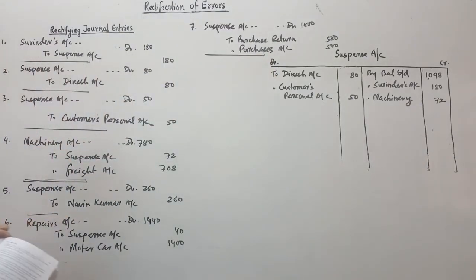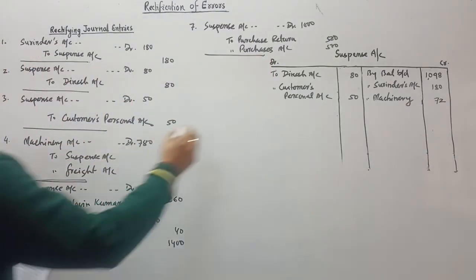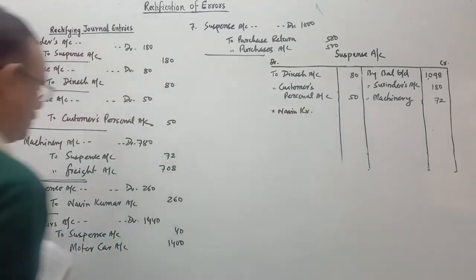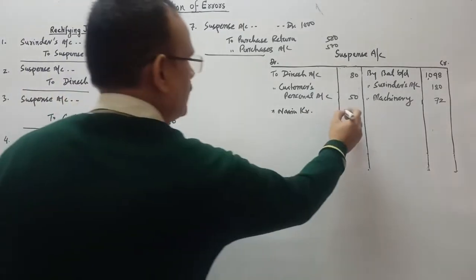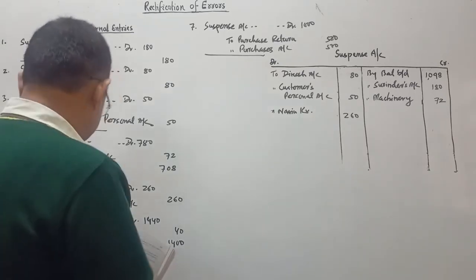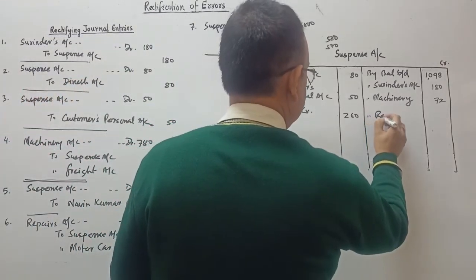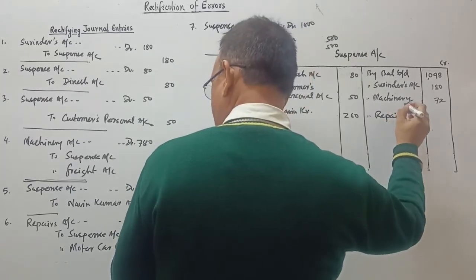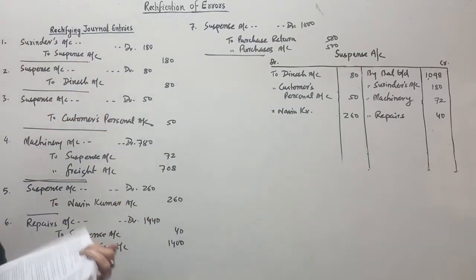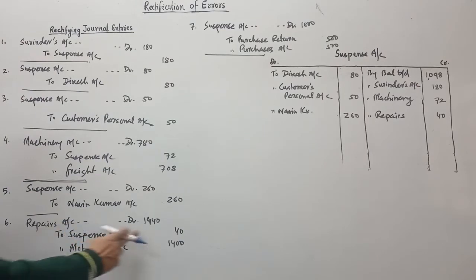72. Suspense is on debit. Suspense to Naveen Kumar, so we'll write in the debit side Naveen Kumar, 260 rupees. Here the suspense is on credit. So we'll write in the credit side by repairs, 40 rupees. So by repairs 40 rupees.